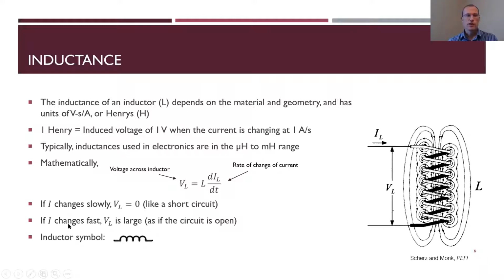On the other hand, if I change really fast, VL is really large, so it's going to do something right away to counteract that. Inductor symbol is kind of this curly, loopy thing, so it kind of looks like an actual inductor.